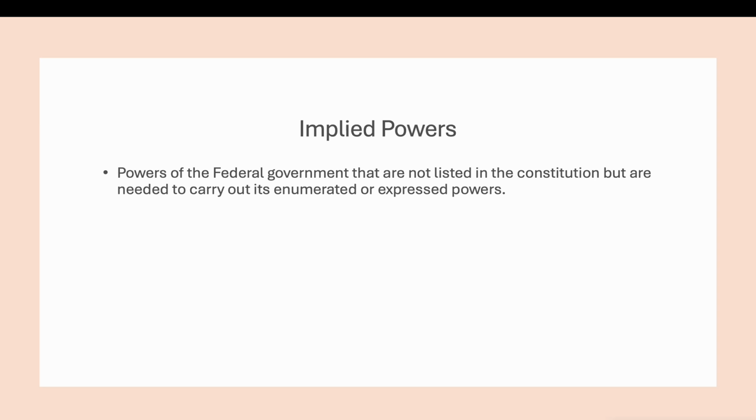The founders knew they couldn't predict everything the country would need in the future. So this allows government to adapt to new needs, like regulating the internet or air travel. Another example being Congress creating the Air Force, even though it's not listed.